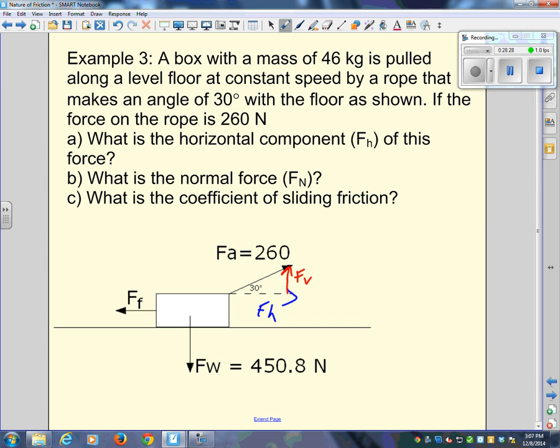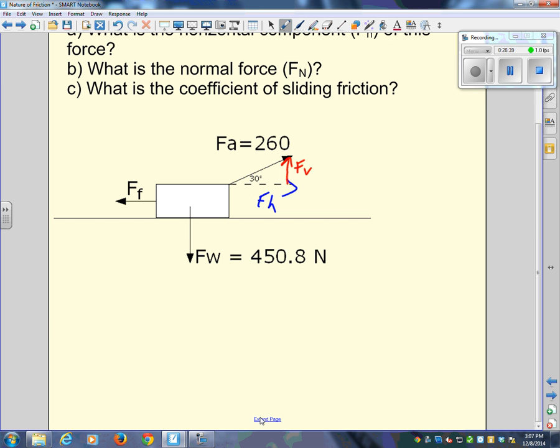Okay, so I made it nice and straightforward here. What is the horizontal component? What's the normal force? And what is the coefficient of sliding friction? So here is an example where you're not given the coefficient and you have to find it. Okay, step 1, it told you find the horizontal. It's always FA cos theta. So 260 times the cosine of 30 degrees. What is it? 225.2.